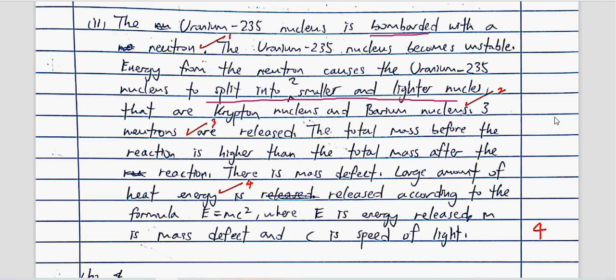If you can remember, the diagram just now can help you already, into barium and krypton, and 3 more neutrons are released. Then the total mass before reaction will be higher compared to total mass after reaction, so there will be mass defect, and this mass defect changes into heat energy. So my mark number 4 will be a large amount of energy release.